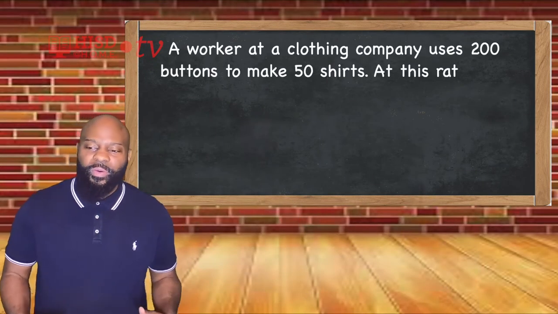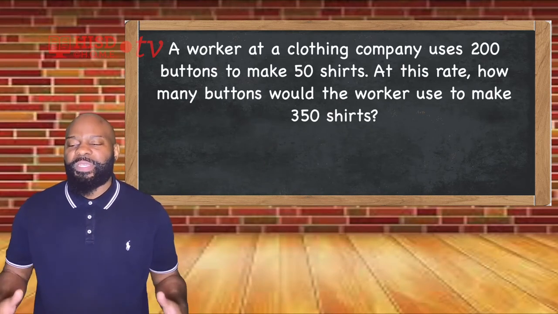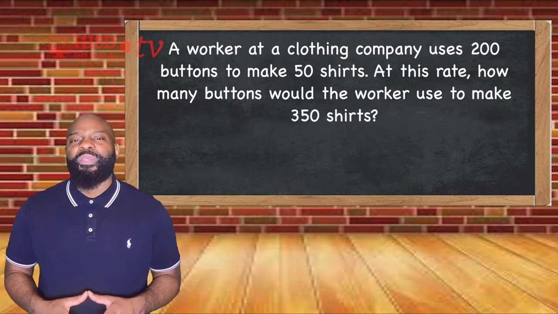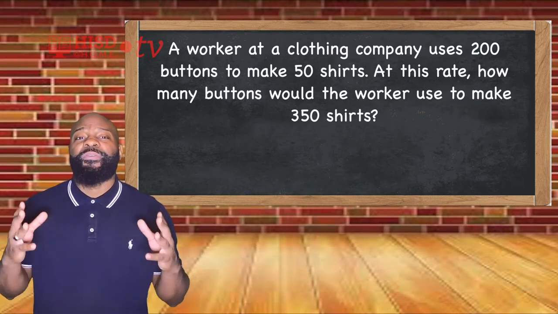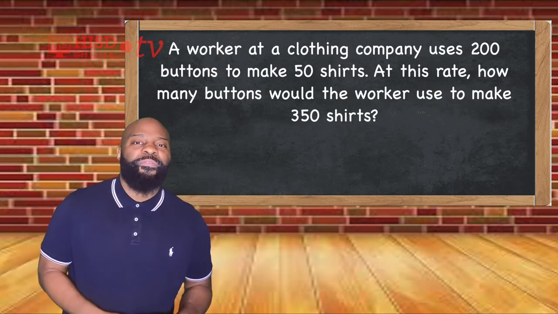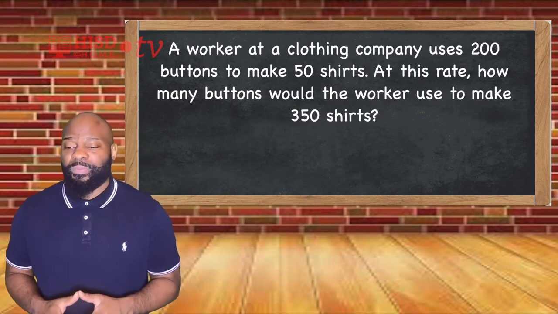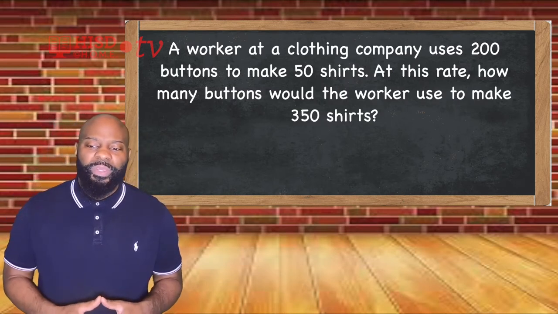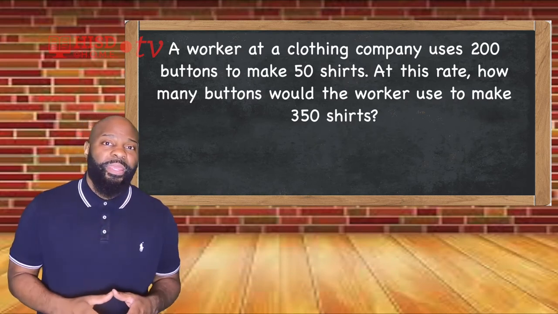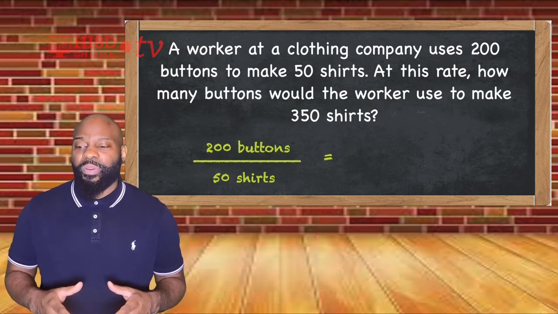A worker at a clothing company uses 200 buttons to make 50 shirts. At this rate, how many buttons would the worker use to make 350 shirts? The first thing we're gonna do is we're gonna pull our information from our word problem to build our first ratio. Now, what do we know? It takes 200 buttons to make 50 shirts. I'm gonna put that and organize it in a ratio just as I see it in the problem.